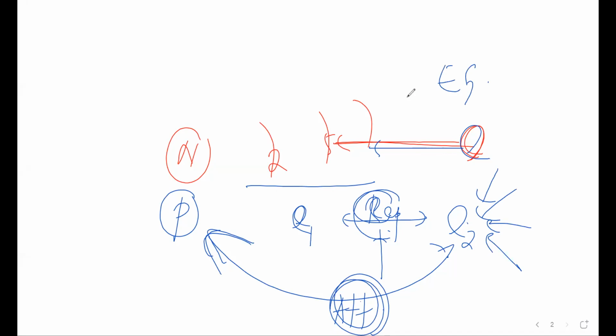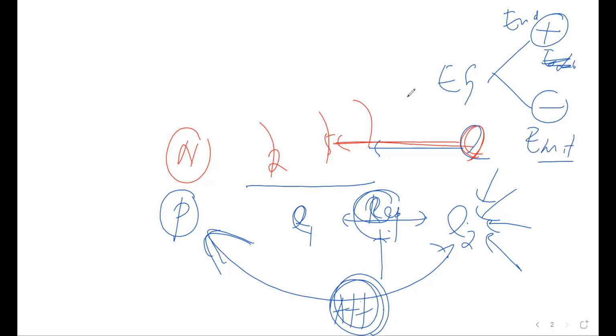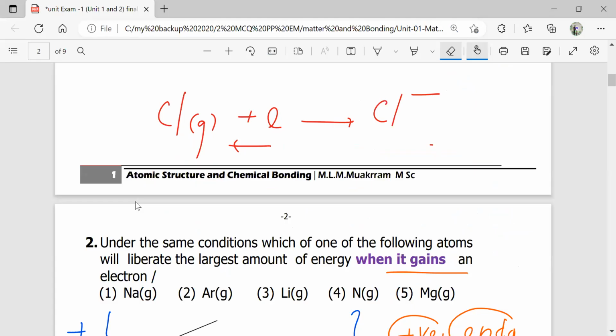Electron gaining energy can become plus or minus. It means exothermic, or endothermic when energy is supplied, or sometimes it emits the energy. This is the basic idea about electron gaining energy. I think you may have understood a little bit, right? On the way, you may have a difficulty arranging this.